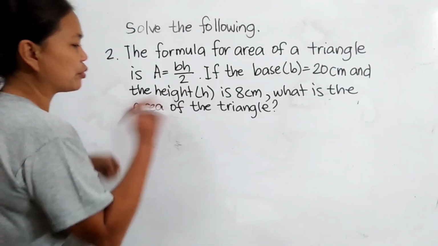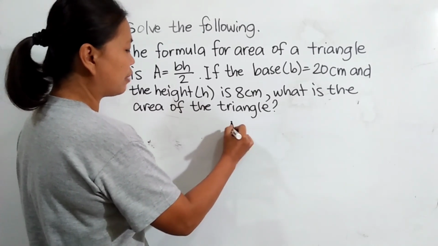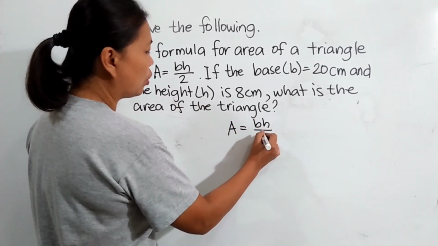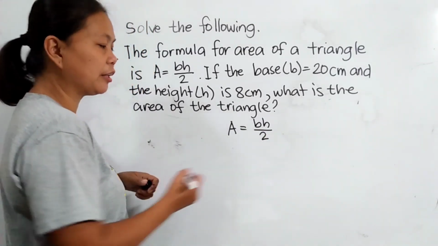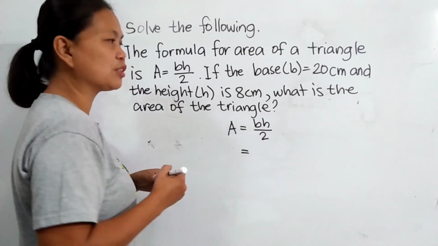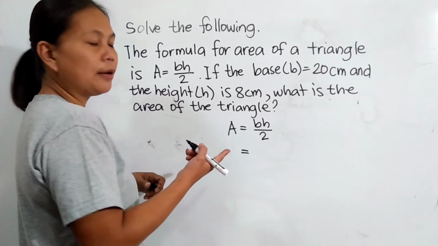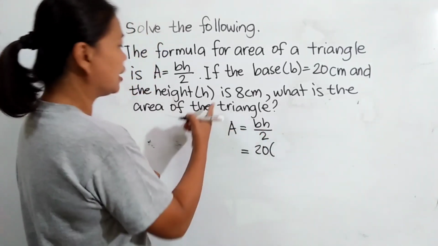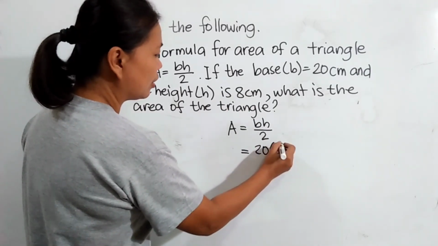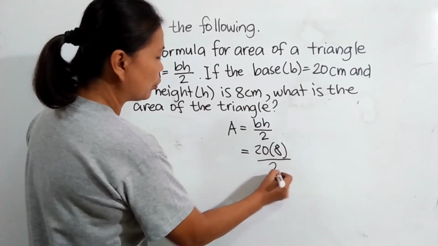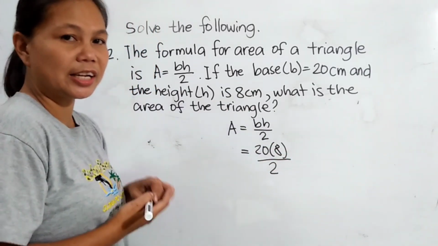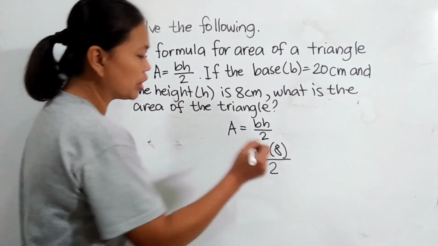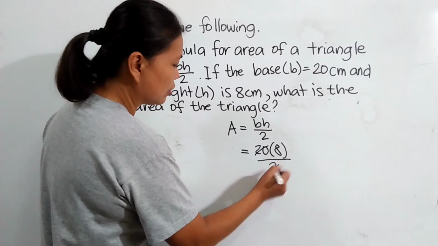So first, we have to write the formula. So we have here A equals base times height over 2, or divided by 2. So let us substitute the given values for base and height. So we have here 20 times the height, which is 8, over 2. So we can use the cancellation method if we want to get the answer in lowest term. So we can cancel 20 and 2.